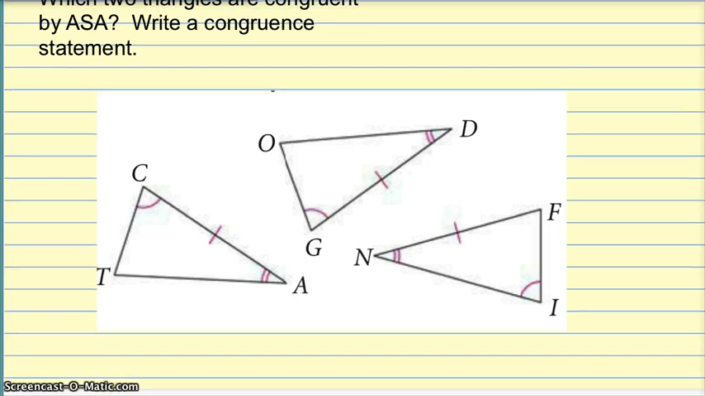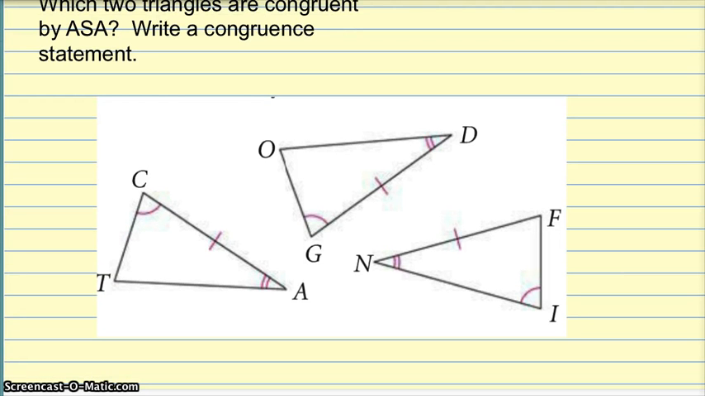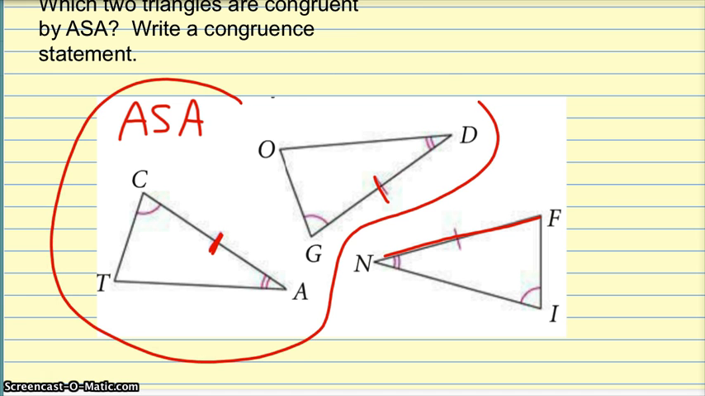Which two triangles are congruent by the side, angle, side theorem? I'm thinking angle, side, angle. So we're looking for an angle, an included side, and an angle. Well, I see that the side length CA is included between angle C and angle A. DG is included between G and D. But NF, even though it's marked congruent, it's not between the two. So the two that are congruent by angle, side, angle are these two.